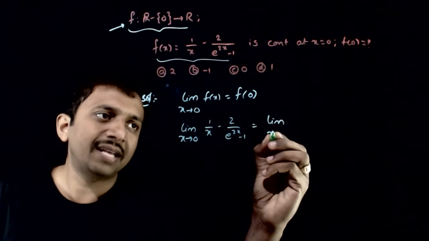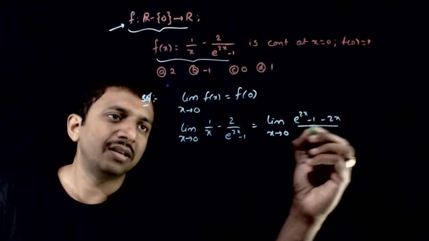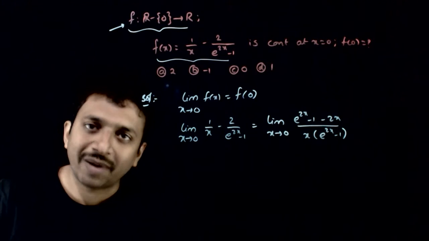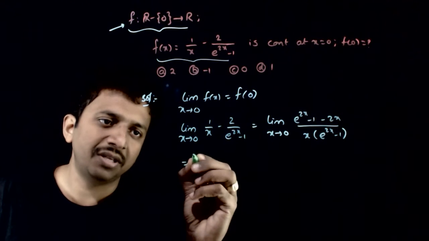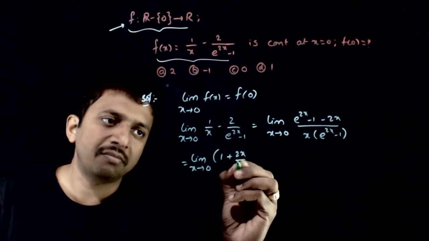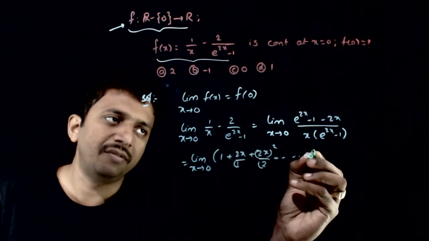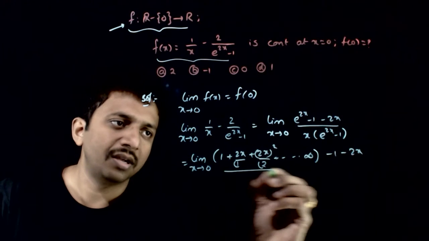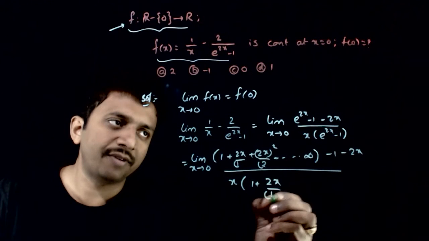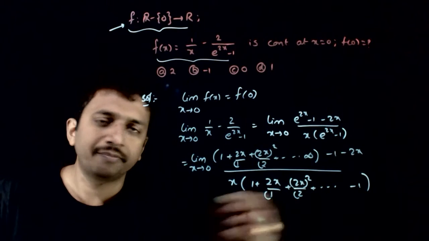That is equal to the limit as x tends to 0. If I take the LCM, I get (e^(2x) - 1 - 2x) / (x(e^(2x) - 1)). Now let me use expansions. We know that e^(2x) is 1 + 2x/1! + (2x)^2/2! + and so on up to infinity. So the numerator is 1 + 2x/1! + (2x)^2/2! + ... - 1 - 2x, divided by x times, again, e^(2x) = 1 + 2x/1! + (2x)^2/2! + and so on, minus 1.